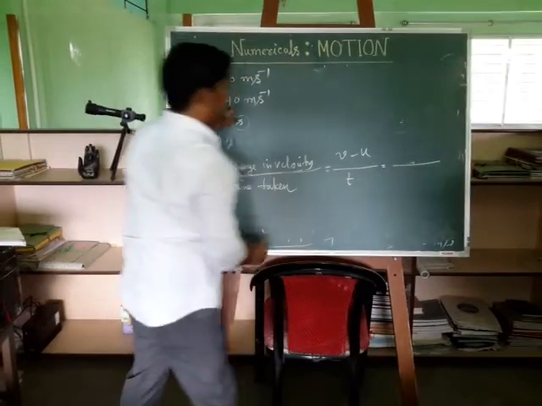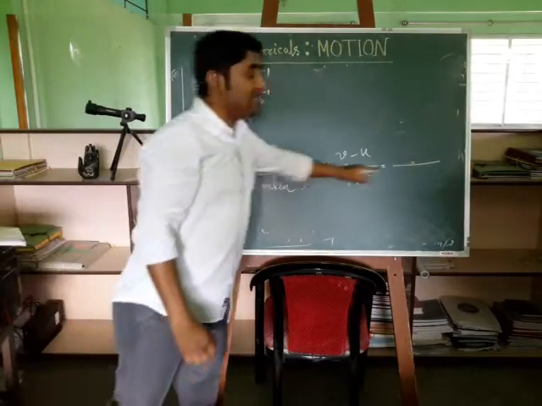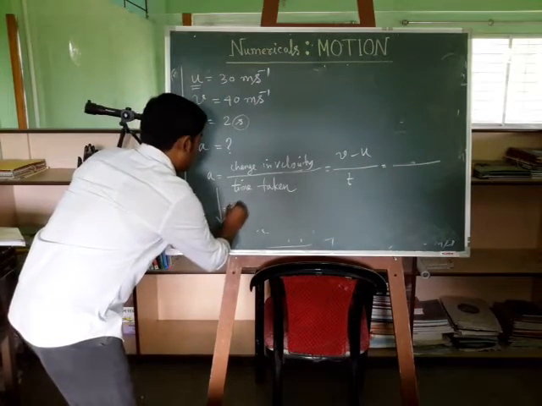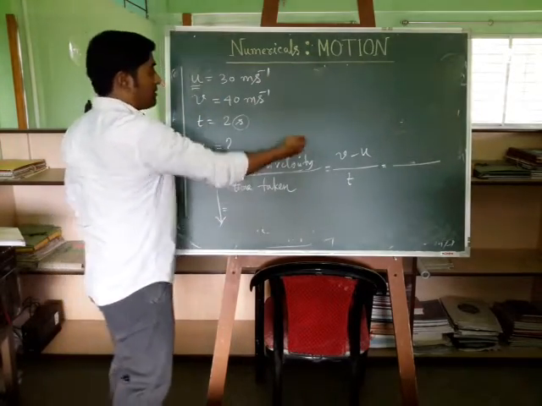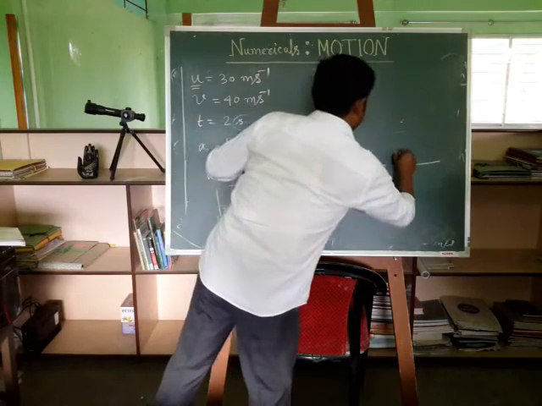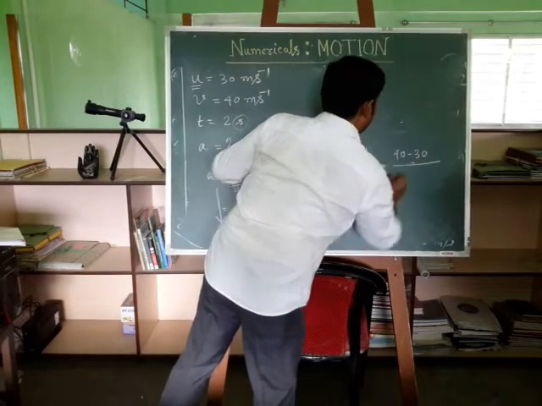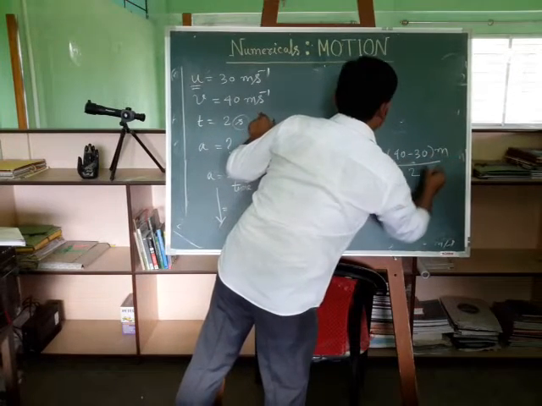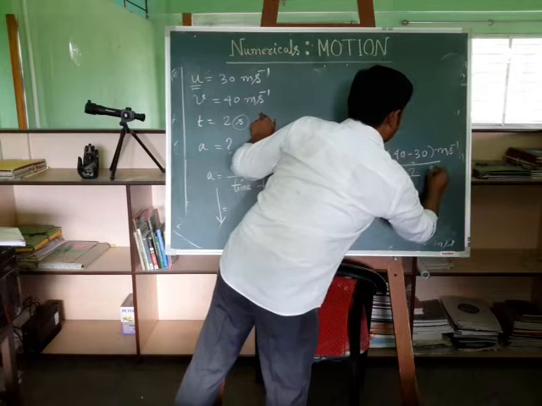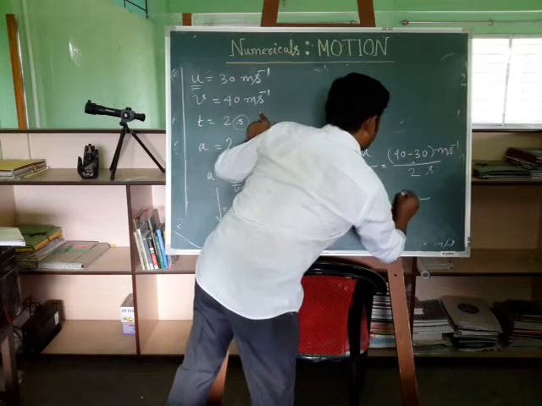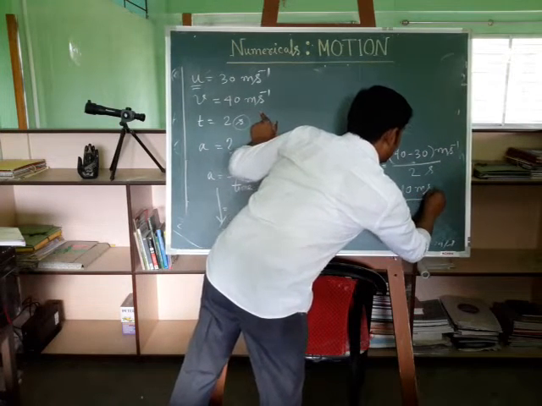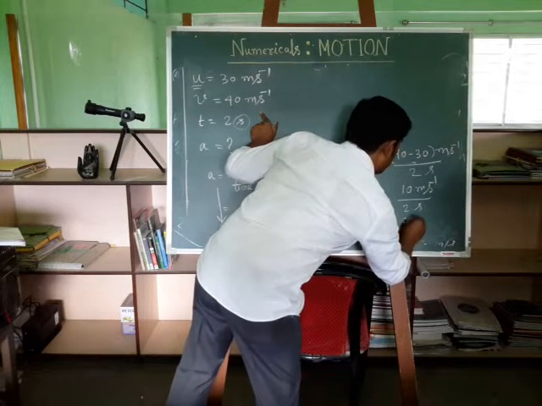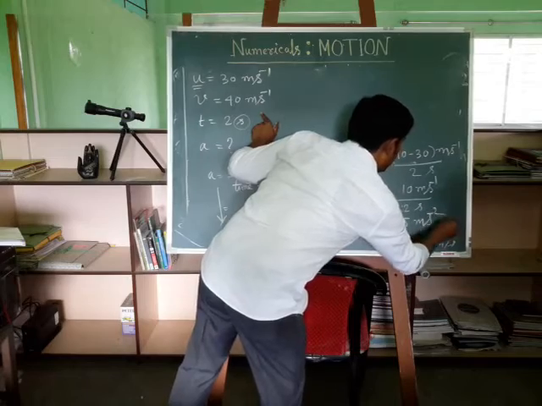When you solve the numericals, do not write this side by side. You should follow this vertical line. You should write it here. I don't have space here, so I am using that part. So this is 40 minus 30 by 2. What is the unit here? That's meter per second, and this is second. So on the top we have 10 meter per second, and this is 2 seconds. So that is 5 meter per second square.